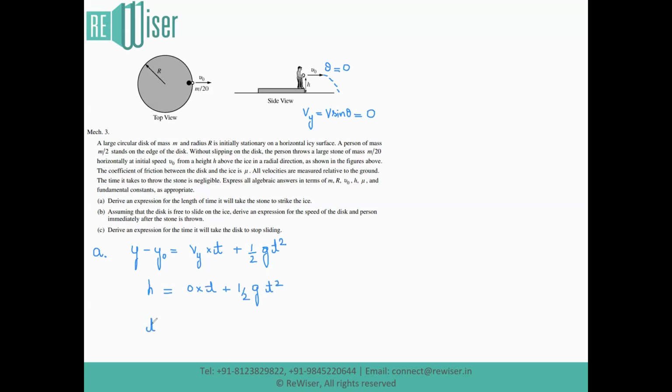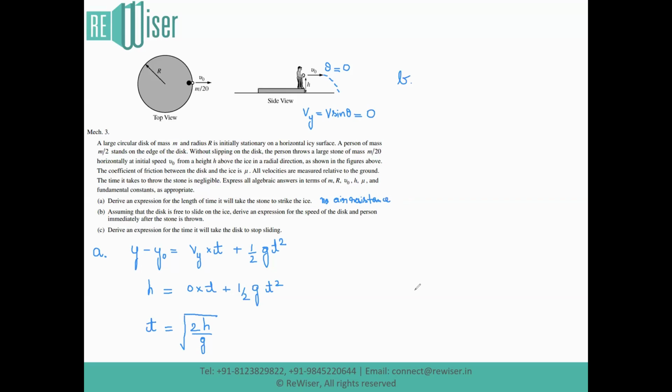When I rewrite the formula in terms of t, I get t is equal to the square root of 2h divided by g. So this is the expression for length of time taken for the stone to strike the ice. This is assuming that there is no air resistance. Move on to the next part of the question.